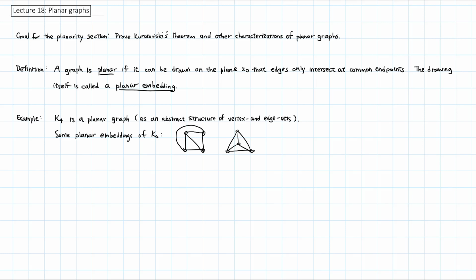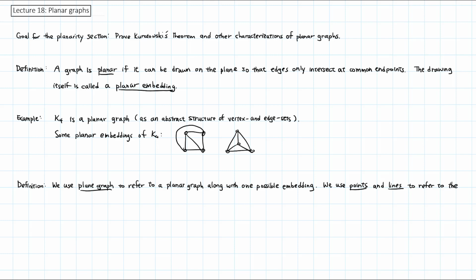So we make a distinction between a planar graph and a planar embedding. A graph is a structure of vertices and edges, and an embedding is a drawing. To make things clear, we will make this definition. We use plane graph to refer to a planar graph along with one possible embedding. We use points and lines to refer to the representations of vertices and edges in the embedding, respectively. Though sometimes we might still use vertices and edges when talking about a plane graph.